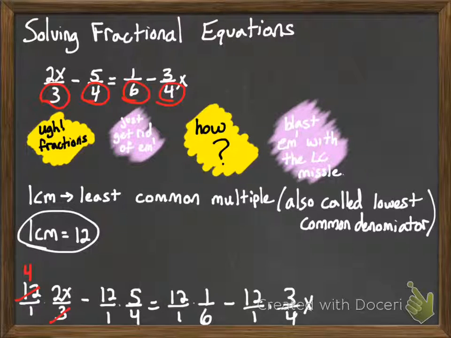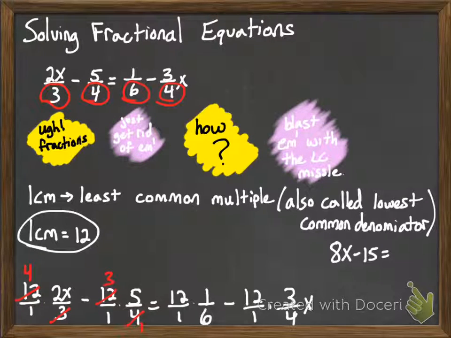So in the first fraction, 12 over 1 times 2x over 3. We can cancel out the 3 and the 12. 3 goes into 12 4 times, 3 goes into 3 1 time. And so the result now, the fraction's gone, the denominators are all 1. And we have 4 times 2x, which we can write down as 8x. And then we go through to the next fraction. 4 goes into 4 1 time, 4 goes into 12 3 times. We're left with 3 times 5 is 15, so we can write down minus 15.